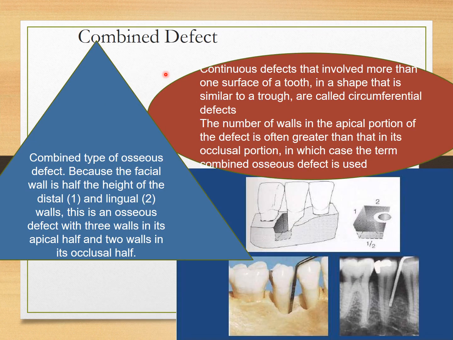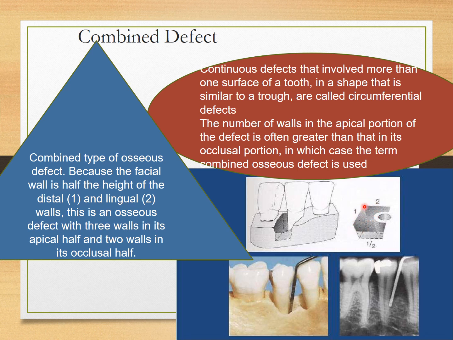Then coming to the combined defect, that is the combined type of osseous defect, you can see that one side will have more walls in the apical portion, and the occlusal portion will have fewer walls. That is a combined type of osseous defect because the facial wall is half the height. You can see that this buccal wall will be half the height of the distal one. So this is an osseous defect with three walls in its apical half and two walls in the occlusal half.